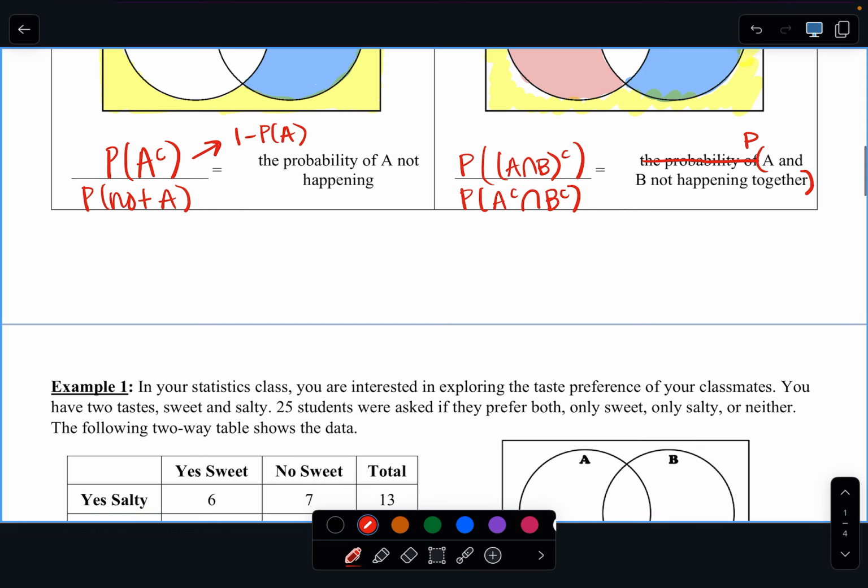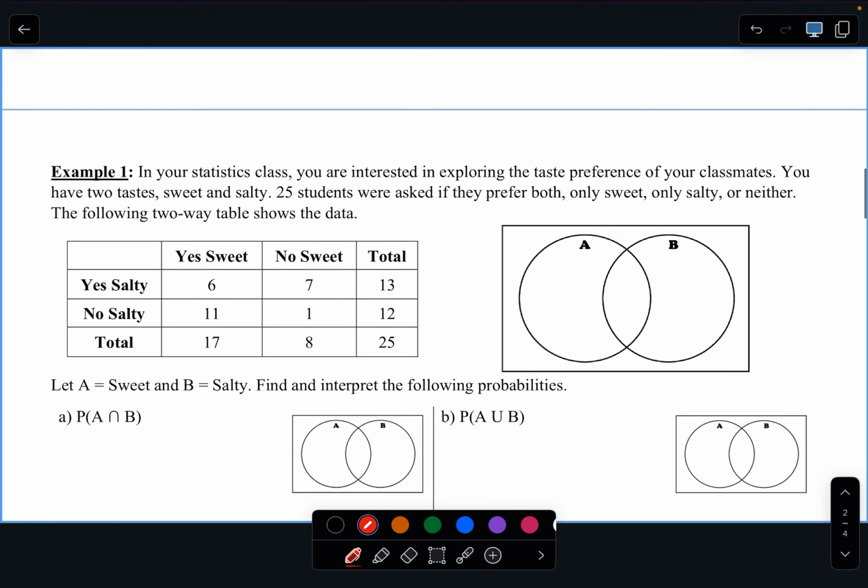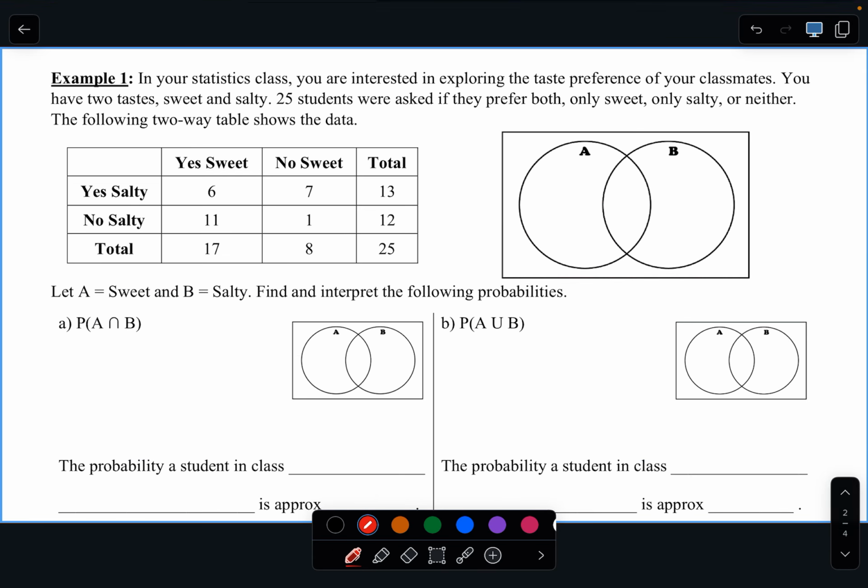Sweet. Let's go to example 1. Now this is going to be one where we're actually going to use a Venn diagram to answer some questions. I went ahead and organized the information in a table. They don't always give you the table. Sometimes this information is just in the paragraph, which you'll kind of see in your math lab today. But we're going to take these numbers and put them into a Venn diagram. So we are looking at the taste preferences for 25 students. We're going to call event A sweet, and we're going to call event B salty.